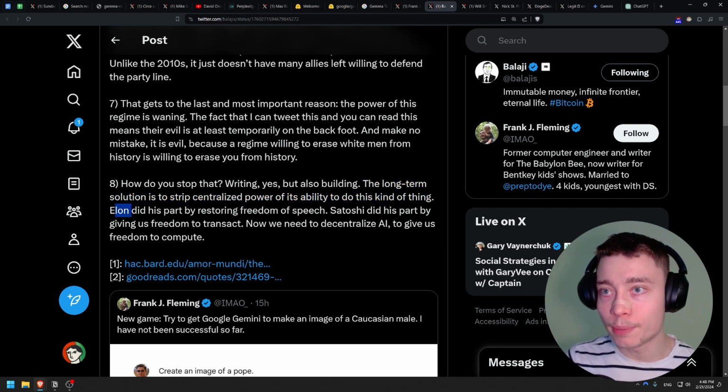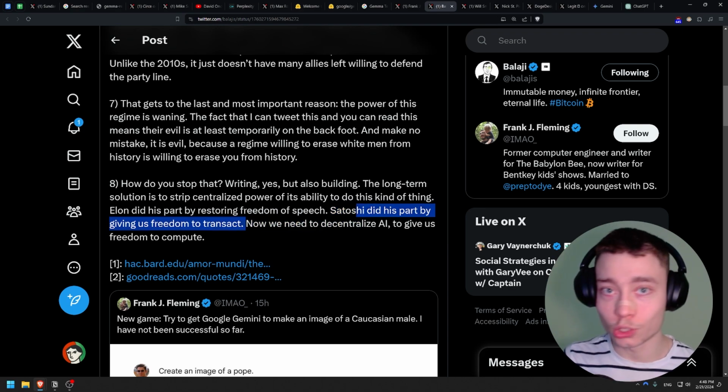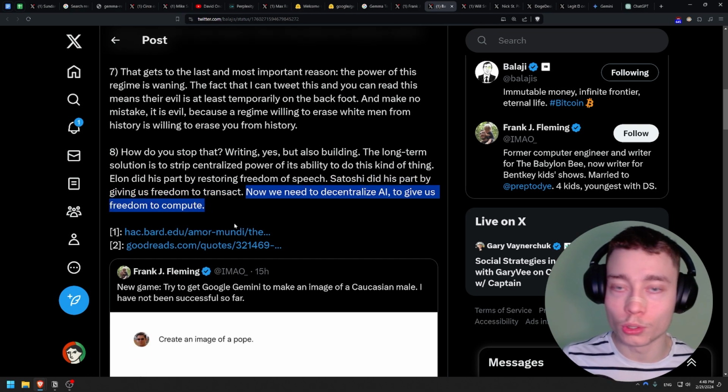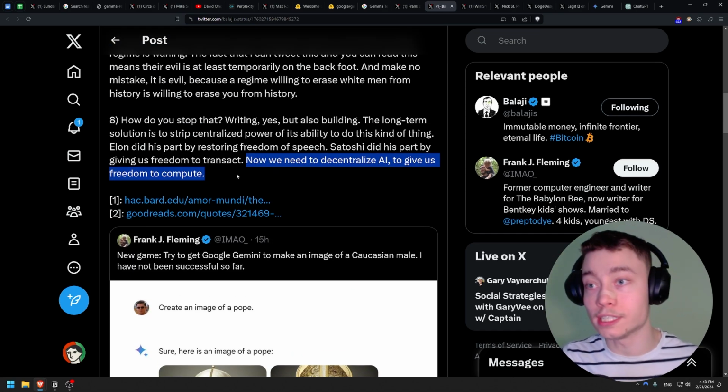Elon did this in part by restoring freedom of speech. Satoshi did this by giving us freedom to transact. Now we need to decentralize AI and to give us freedom of compute. Absolutely agree. Especially the last part, open source decentralized AI is the way.